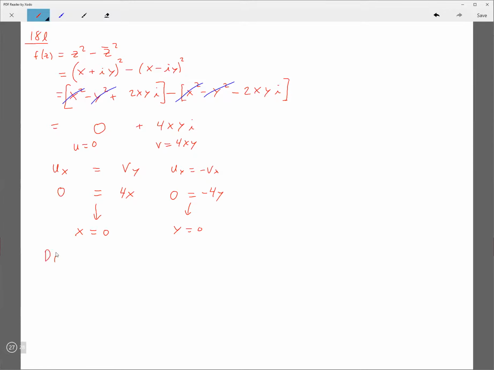So this is differentiable at 0, or 0i, which is 0. And the derivative at 0 is going to be ux plus i vx, which is going to be 0. And it's holomorphic nowhere.